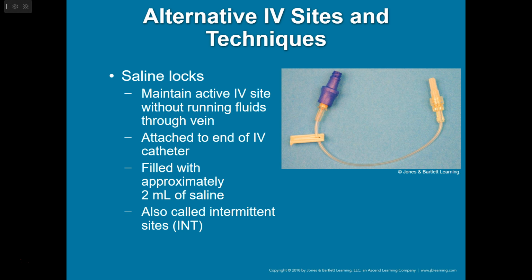Maintain active IV site without running fluids. Makes it easier to hook up medications to that little loop there versus trying to screw it onto the hub of the IV catheter itself. Filled with approximately 2 milliliters of saline. Depends on what style it is. Some pediatric ones might be filled with less, have smaller diameter tubes that doesn't take quite as much. Also called intermittent sites. Okay.